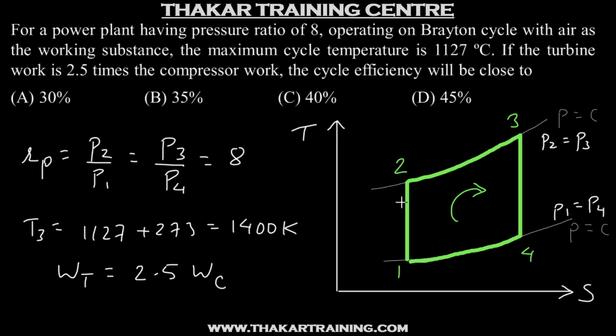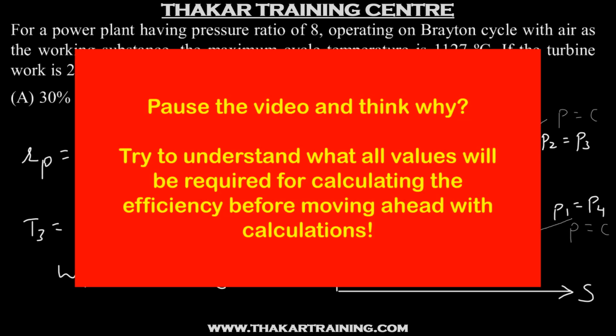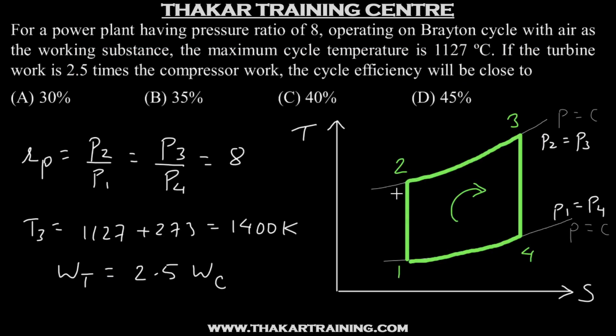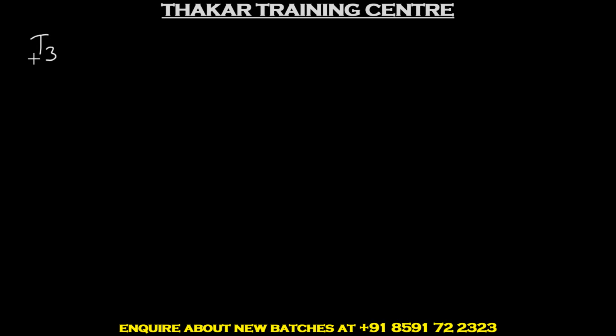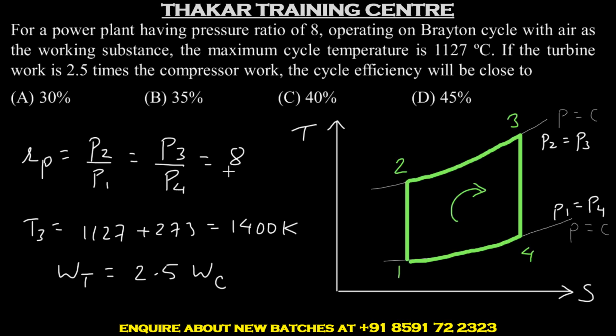Now to find the cycle efficiency, we need the temperatures at points 1, 2, 3 and 4, of which we are already knowing temperature at 3. So we'll now try to find out temperatures at the other points using the information that we have. So first we already know T3 and 3 to 4 is an isentropic process. So for process 3 to 4 we can write T3 by T4 will be equal to P3 by P4 raised to gamma minus 1 by gamma. Now P3 by P4 is 8.